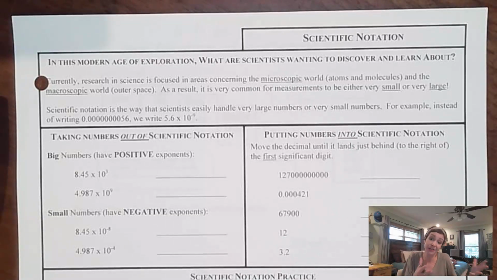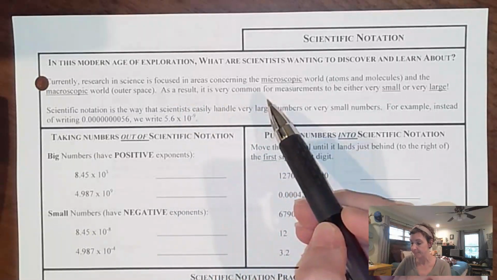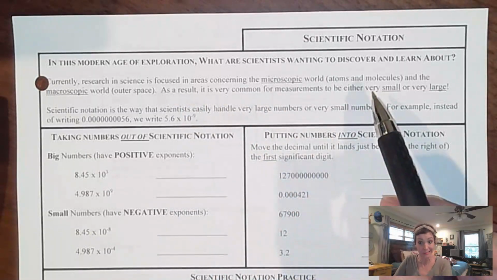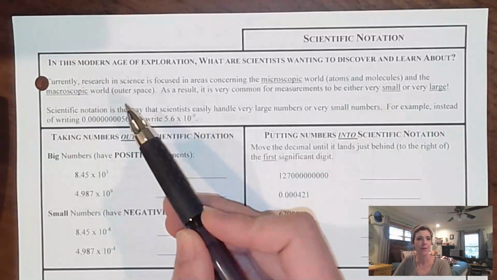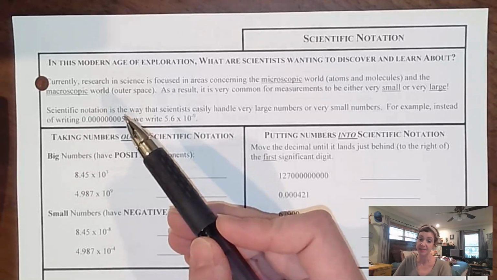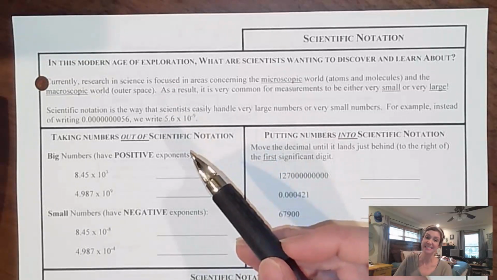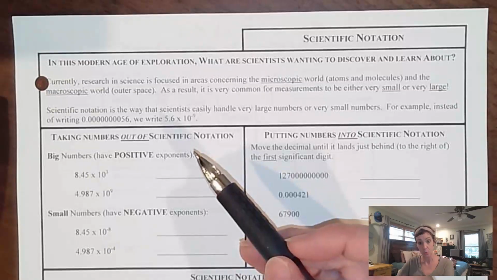Those are going to need really big numbers, while the small things are going to need really, really small numbers. So when we're measuring things that are really big or small, things get a little bit hairy. We've got to come up with a better way to represent these numbers. Currently, research in science is focused in areas concerning the microscopic world, atoms and molecules, and even smaller than that, and the macroscopic world, which is outer space. As a result, it's very common for measurements to be either very small or very large. Scientific notation is the way that scientists easily handle very large numbers or very small numbers.